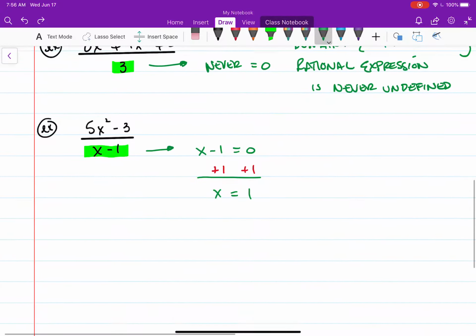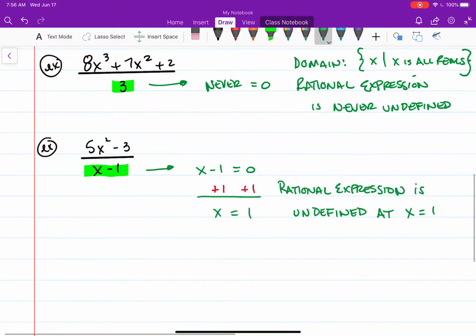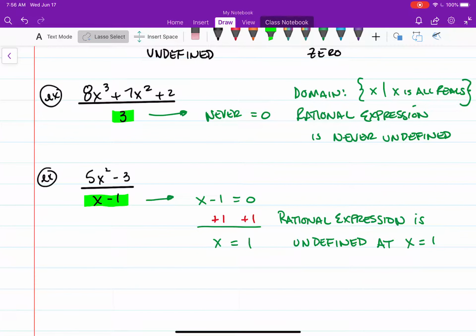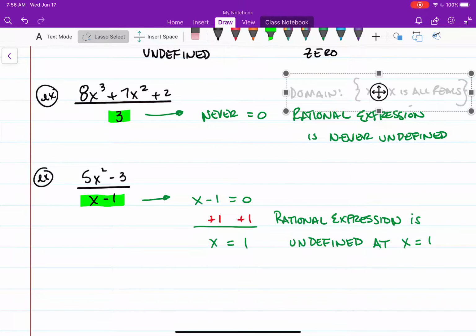So the rational expression is undefined at x equals 1. If it was to ask for domain, you know what I should do? I should just make this a totally separate thing here and make that blue.